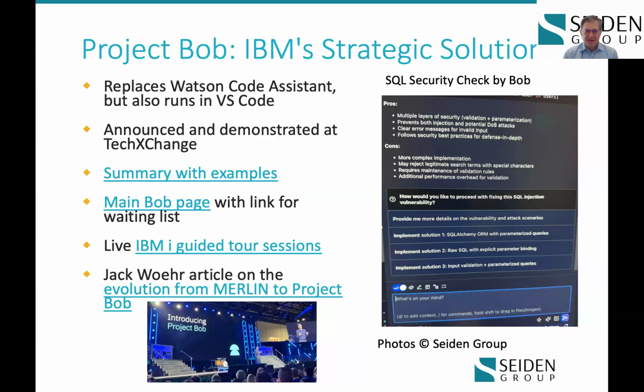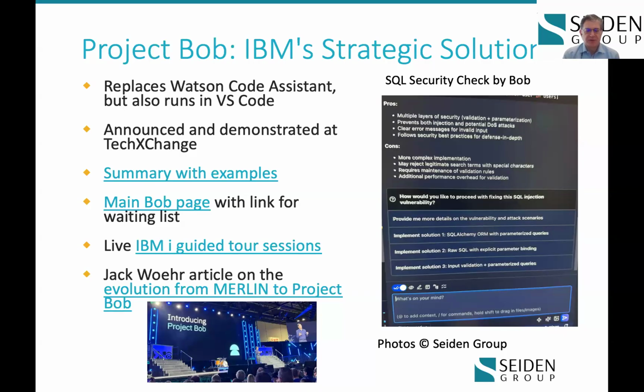In the picture, you can see that it's actually answering questions about security. It found an SQL injection vulnerability, and it's saying, what would you like me to do? Should I try my solution? And so on. On this page, I have links to the main Bob page, so you can get on the waiting list. You cannot buy it right now, but you can get on the waiting list. There are IBM i guided tour sessions that IBM provides. You can get on that list and join them.